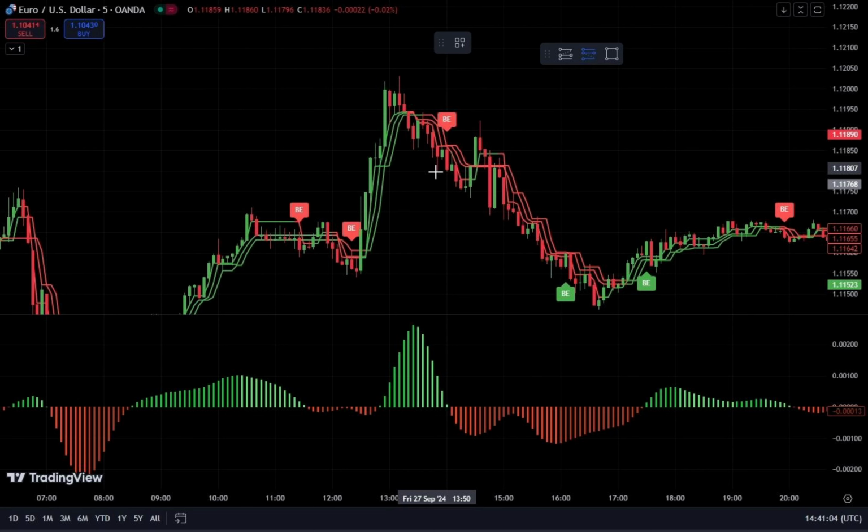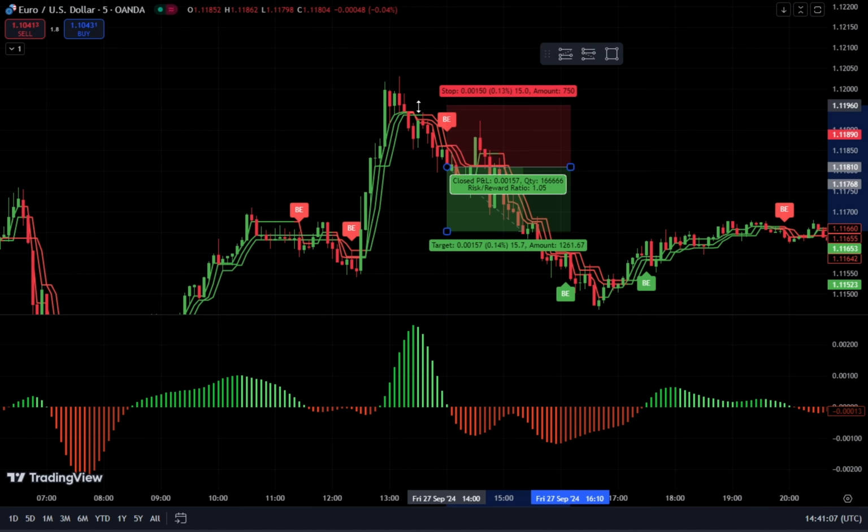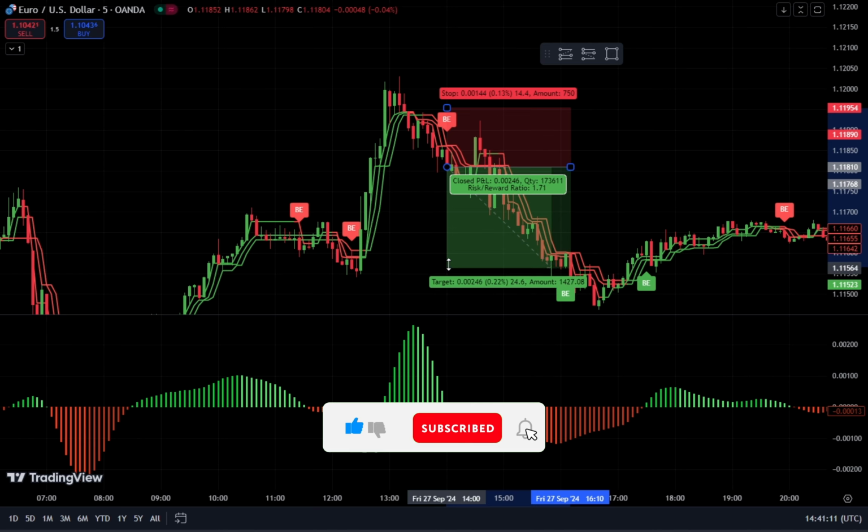Your stop loss should be placed at the last swing high, with the same 1 to 1.5 risk-reward ratio for your take-profit target.